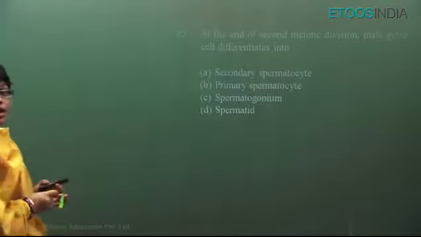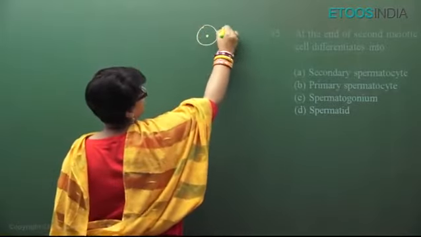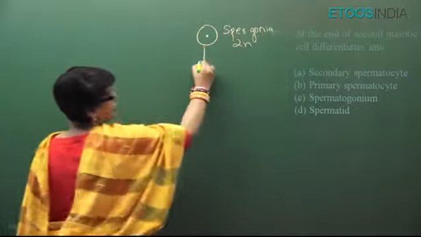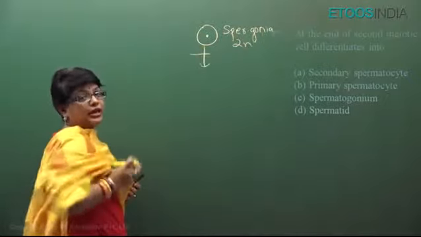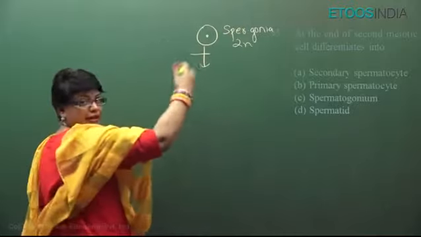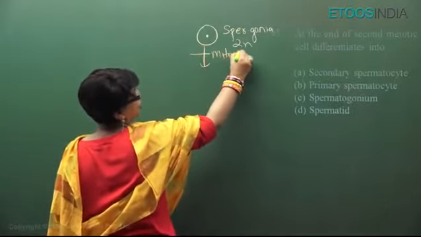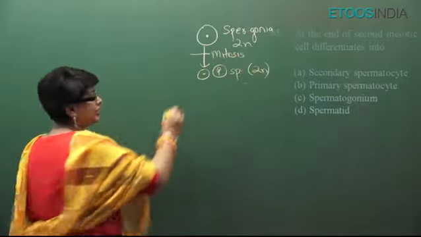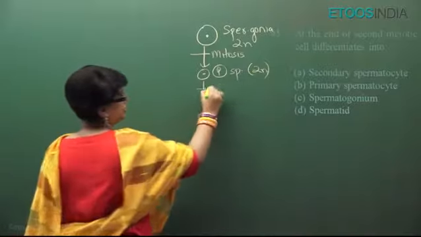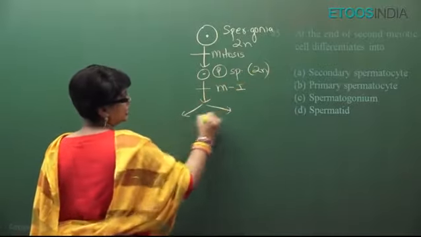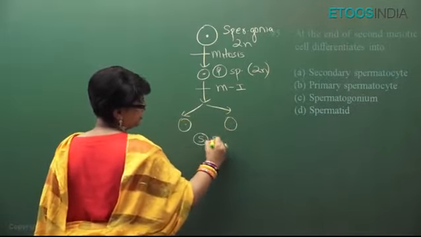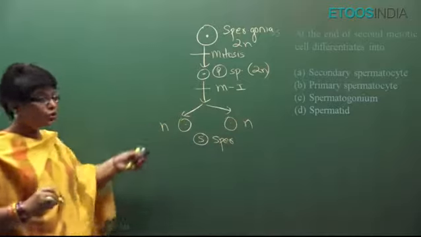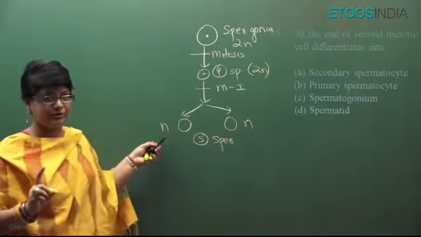Let's see. Suppose this is the male germ cell or spermatogonia. This is diploid 2N. First, it undergoes mitosis and differentiation, and they will form primary spermatocyte. So they are also diploid. Now this will start undergoing first meiosis. So at the end of first meiosis, 2 cells are produced. These are called secondary spermatocytes. But we know at the end of meiosis, the chromosome number becomes half, so they are haploid. So the first haploid cell is the secondary spermatocyte.